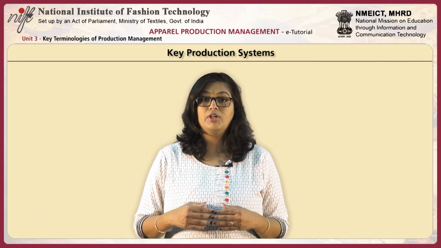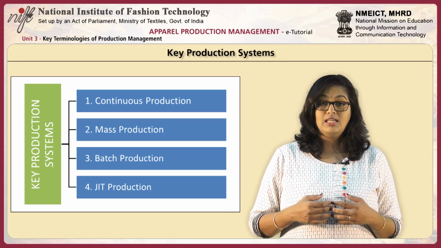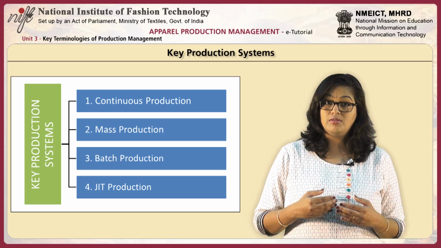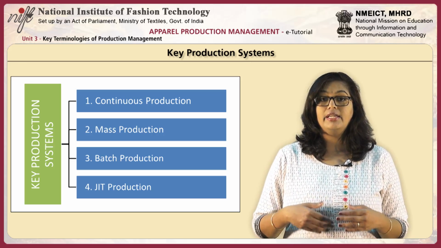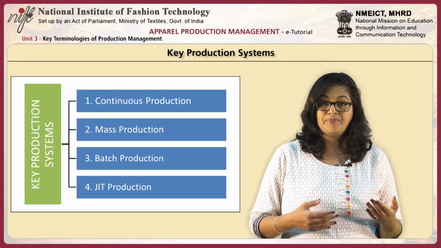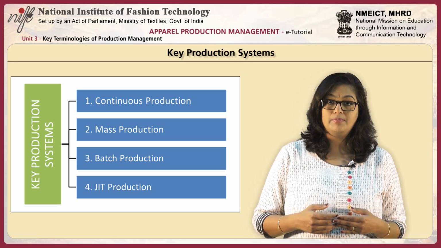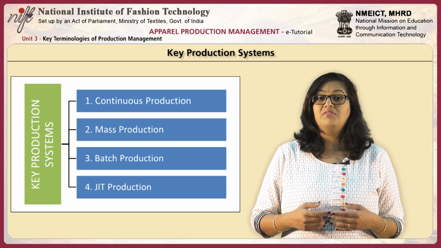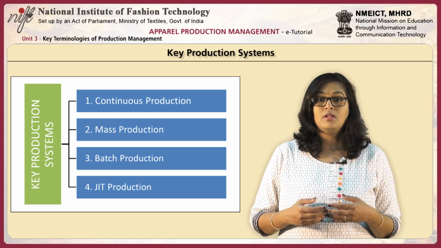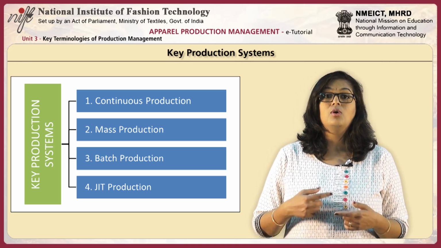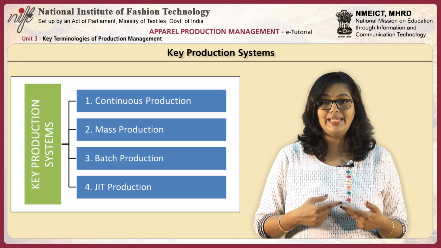We finally come to key production systems. What are key production systems? These are the various types of production systems that can be taken and incorporated in our manufacturing process. The most common systems that are used are the following. We have the continuous production, mass production, batch production, one-off production, and JIT production.